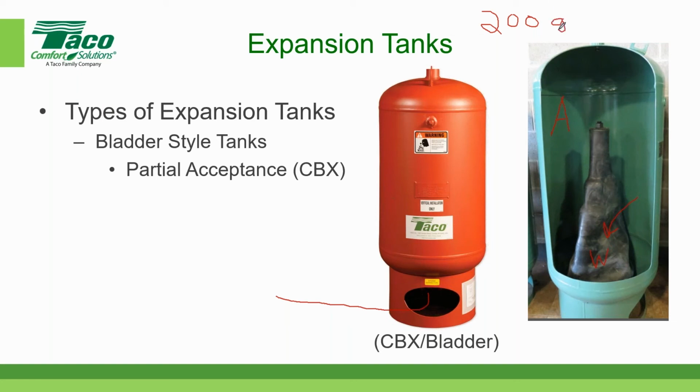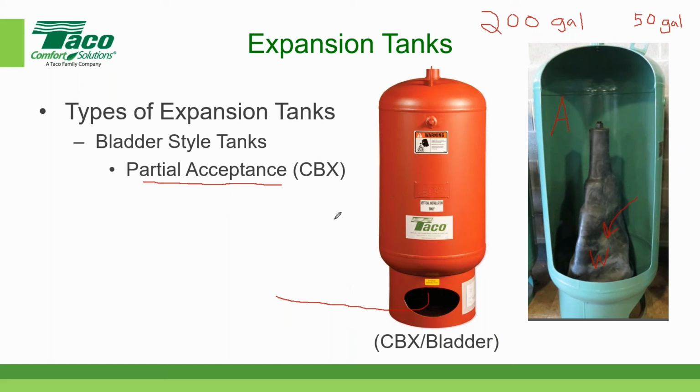And if we said, for example, that the steel container was 200 gallons, I'm going to make up a number, and let's say the bladder is smaller than that. I'm just going to make up a number here and say the bladder is 50 gallons. Well, because the bladder is less volume than the steel container, we say that this style of tank is called a partial acceptance. In other words, the bladder can only house a partial volume of the steel container. So that's where that term comes from, partial acceptance.